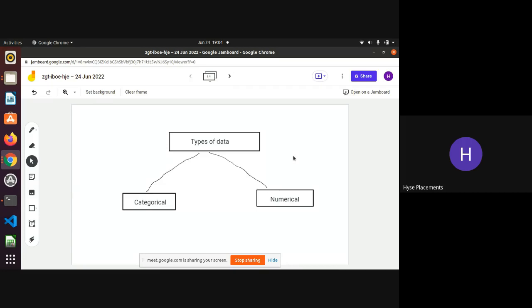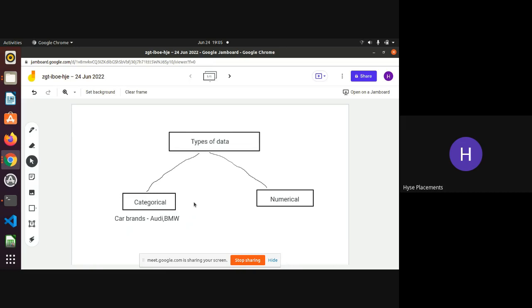One more categorical data is answers to yes or no questions, or true or false. Yes is a category, no is a category. Same thing, true is a category and false is another category. So those are called categorical data. We'll just write examples: car brands, Audi, BMW, and so on. Examples of categorical data.